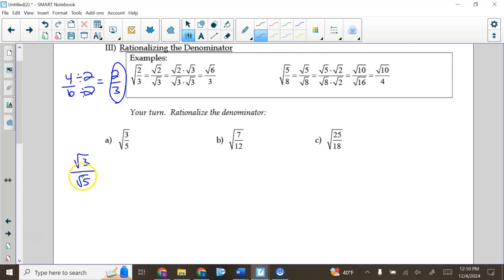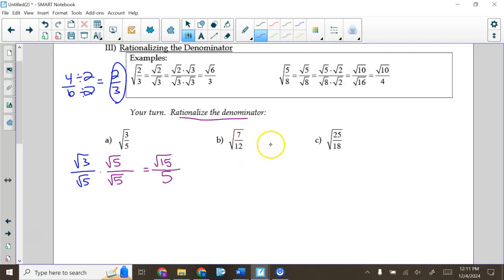The idea is you cannot have a radical in the denominator. So if I think about what would make this denominator not have that square root anymore, that would be multiplying it times itself, and then that will just give us 5. Just like up here, if I divided the denominator by 2, I have to do it to the numerator as well. If I'm multiplying the denominator by square root of 5, I have to multiply the numerator by square root of 5 as well. So 3 times 5, we're going to get square root of 15 all over 5.